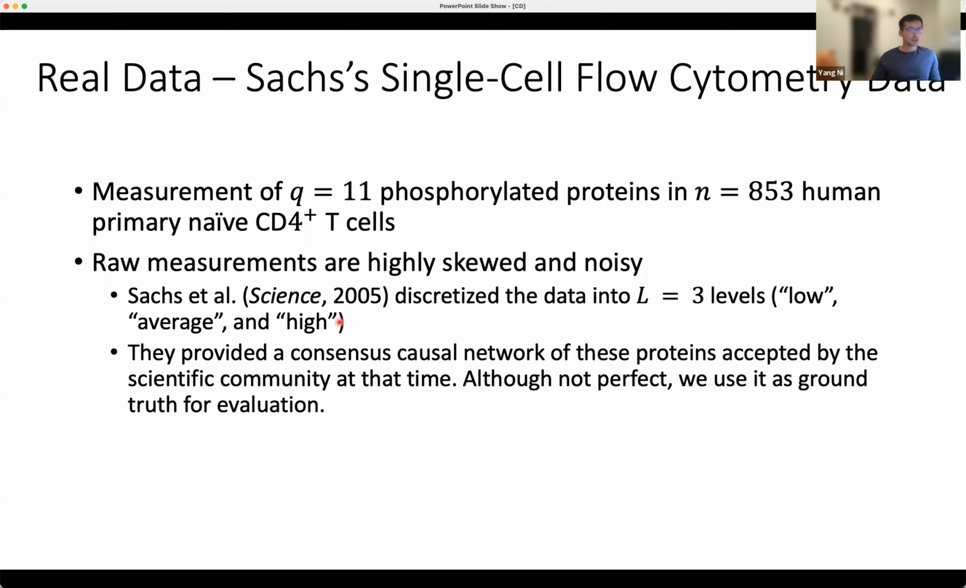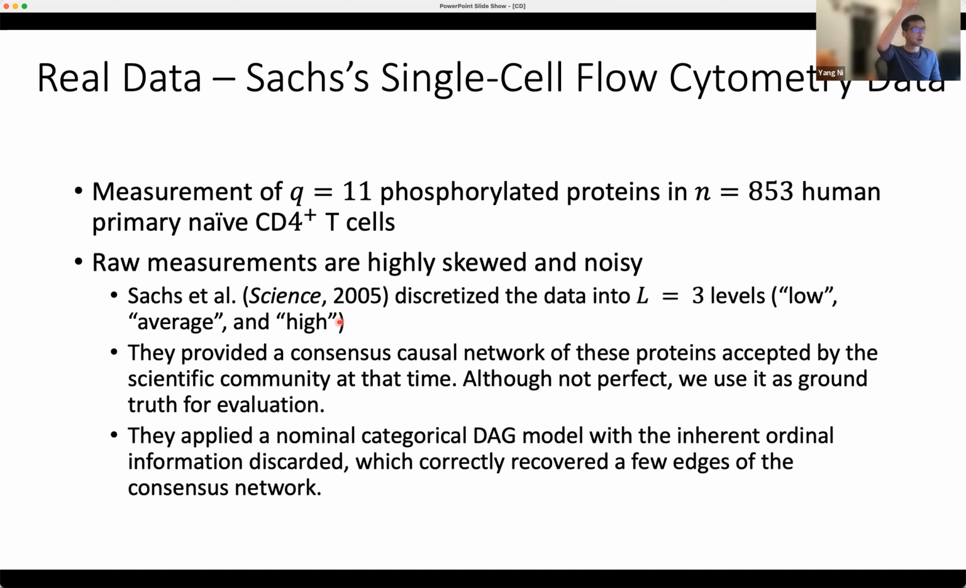One of the reasons this data is very popular in the causal discovery community is that in their paper, they also provide something called a consensus causal network of those proteins, accepted by the scientific community by 2005. We acknowledge that it's not perfect knowledge. In biology, there's no real ground truth, but for our purpose, we use it as a ground truth anyway for evaluation purposes, so that we can apply different methods on the same data set and compute error against this consensus network, so we can compare different methods. Although it's not perfect, we use it as a ground truth anyway.